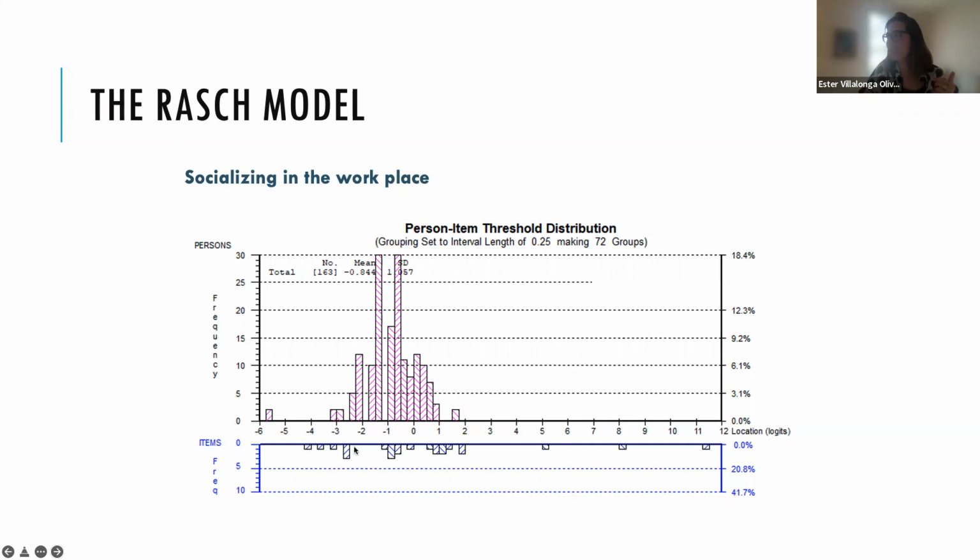If you have a gap, it means that probably you have to develop some items that fall in here. But imagine that you have most of the items in a couple of locations. It means that you are not going to be discriminating.